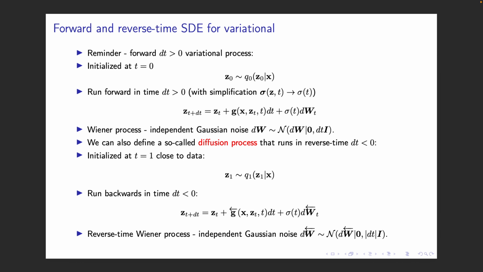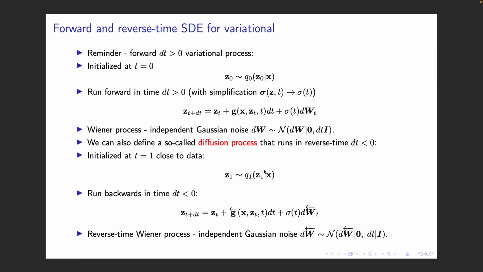Standard deviation, and then the reverse time Wiener process is like a Wiener process, so it is like independent Gaussian noise with the same kind of variance that we had before. I just put an absolute value here because now delta t is negative. So we have these two processes, and this process here is called a diffusion process, because when we start from data, we're destroying the data.